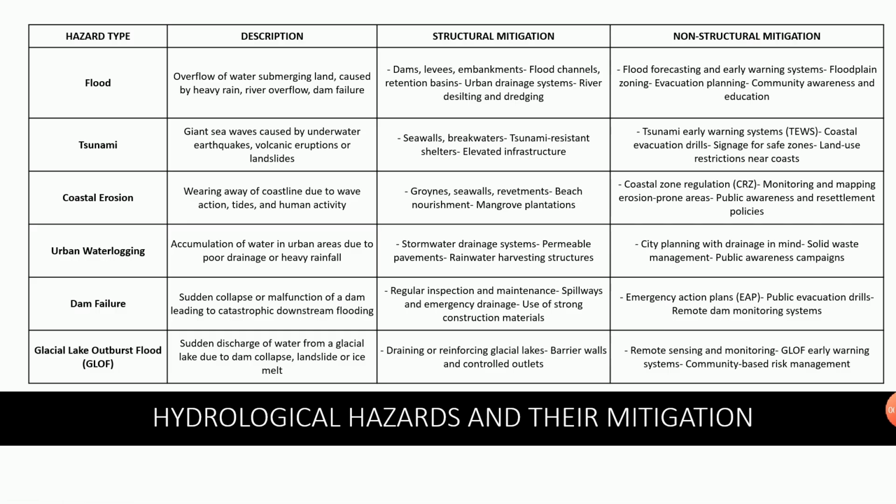There are so many glaciers in the Himalayas region. So if one such glacier is blasted or melted, that would become a large accumulation of water. So that particular water might cause some of the flooding. So these are the different types of hazards in hydrological hazards.